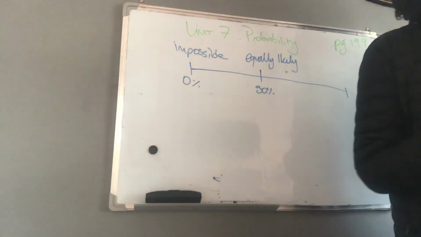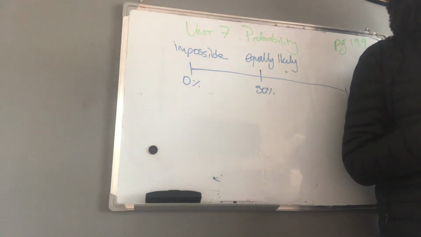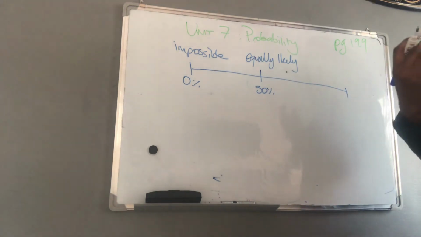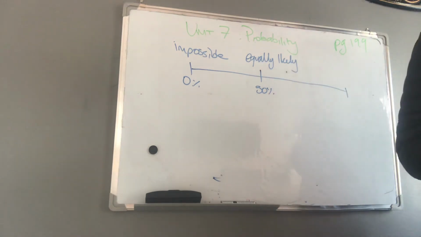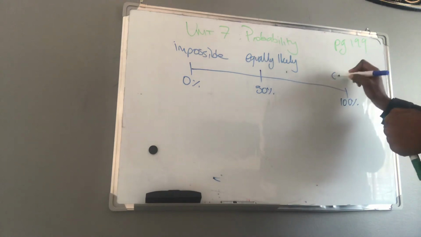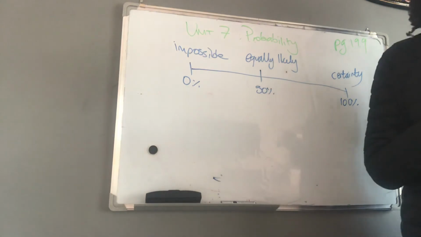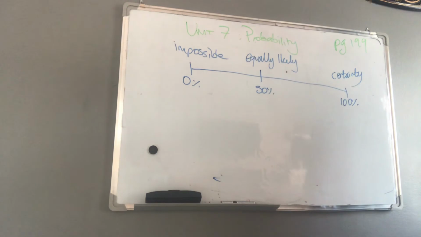So I could say the chances of me going to gym in the morning tomorrow, it's a 50-50 chance. I might go, I might not go. So that would be an equally likely probability. And then we have our certainty, which could be 100% certainty that the sun will come up tomorrow.